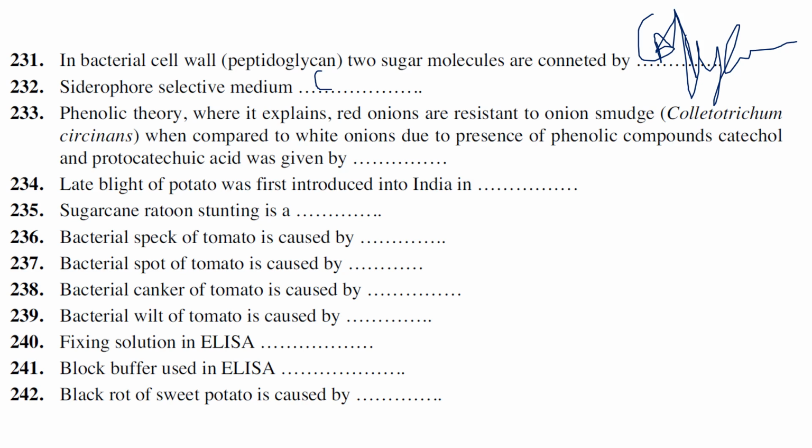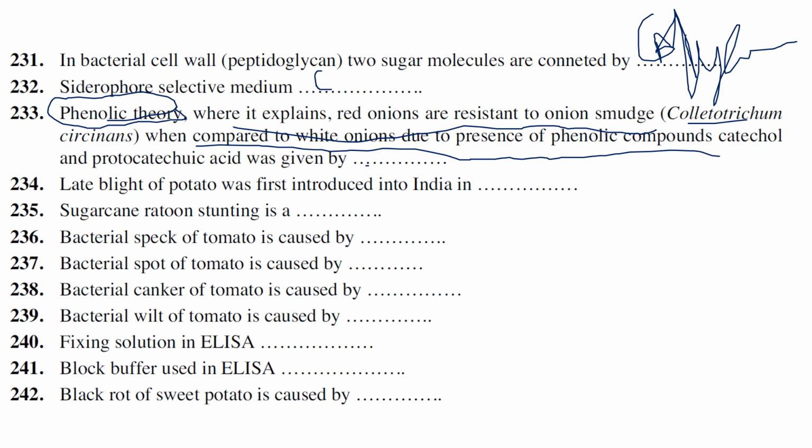Phenolic theory explains that red onions are resistant to onion smudge, Colletotrichum circinans, when compared to white onions, due to the presence of phenolic compounds catechol and protocatechuic acid, as given by. So simply they are asking who discovered phenolic theory. Phenolic theory was discovered by J.C. Walker in around 1940, I think. So he explained a theory called phenolic theory, which means red onions are resistant to onion smudge disease. Onion smudge is caused by Colletotrichum circinans. Sometimes they may ask which disease phenolic theory is related to. Onion smudge.